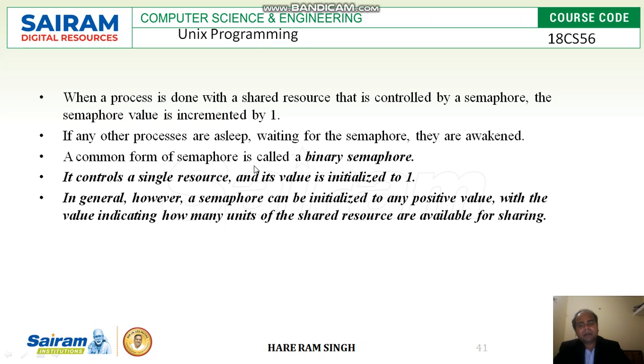A common form of semaphore is called a binary semaphore. A binary semaphore means only one unit of the resource is there. If the resource is free to be allocated to a process, then the semaphore value will be 1. If the resource is already allocated to another process, then the semaphore value will be 0. So the value of a binary semaphore can be only 0 or 1. That is why it is called a binary semaphore.